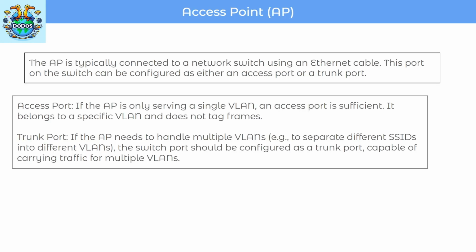So what is an access point? The AP, or access point, is typically connected to a network switch using an Ethernet cable. This port on the switch can be configured as either an access port or a trunk port. Access port: if the AP is only serving a single VLAN, an access port is sufficient. It belongs to a specific VLAN and does not tag frames. A trunk port is used if the AP needs to handle multiple VLANs. An example would be to separate different SSIDs into different VLANs. The switch port should be configured as a trunk port, capable of carrying traffic for multiple VLANs.